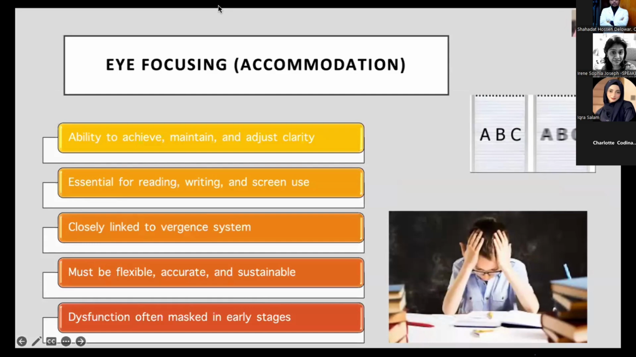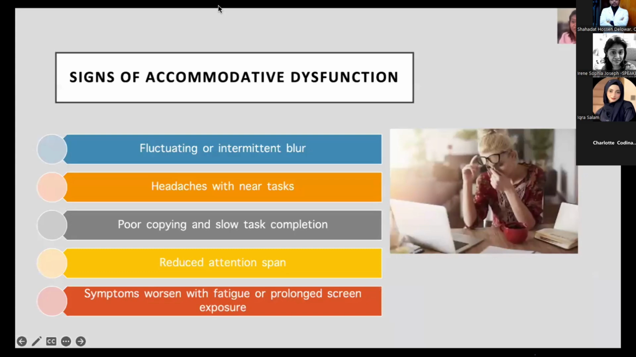The other component is eye focusing or accommodation, which is the ability to achieve, maintain, and adjust clarity at different distances. This system is essential for reading, writing, and prolonged digital use, and is closely linked with the vergence system. Accommodative dysfunction often develops gradually and may be overlooked in the early stages. Patients with accommodative dysfunction may report intermittent blur, headaches, reduced attention, or difficulty copying from the board to book. The symptoms typically worsen with fatigue or prolonged screen exposure and can significantly affect academic and occupational performance too.